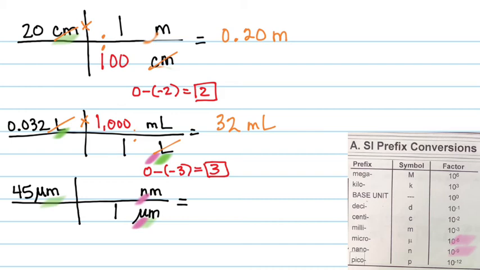Step number 4, find the difference in exponents. Well, we said negative 6 is larger than negative 9, so negative 6 minus negative 9 equals, those two negatives become a positive, so it's really negative 6 plus 9, which is 3. So in step 5, I need a 1 with 3 zeros in front of nanometer. A 1 with 3 zeros in front of nanometer, and we are ready to do our math. Micrometer cancels. 45 times 1,000 divided by 1 is equal to 45,000 nanometers.